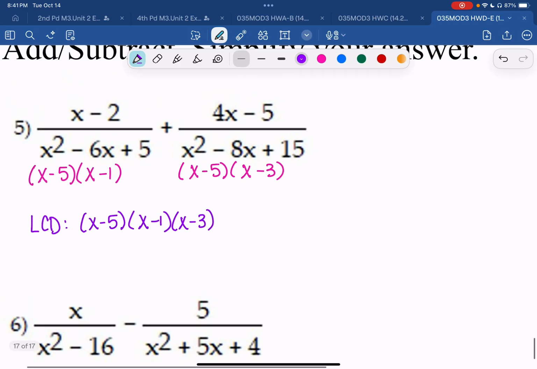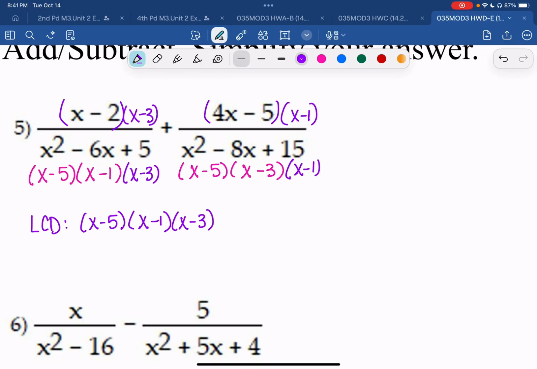So now I can come up here and I can say, okay, well, what's it missing? What do I need to add? So my first one has the x minus 5 and the x minus 1, but it doesn't have the x minus 3. So let's put it. The second one has the x minus 5 and the x minus 3, but it does not have the x minus 1. So now we can start working.